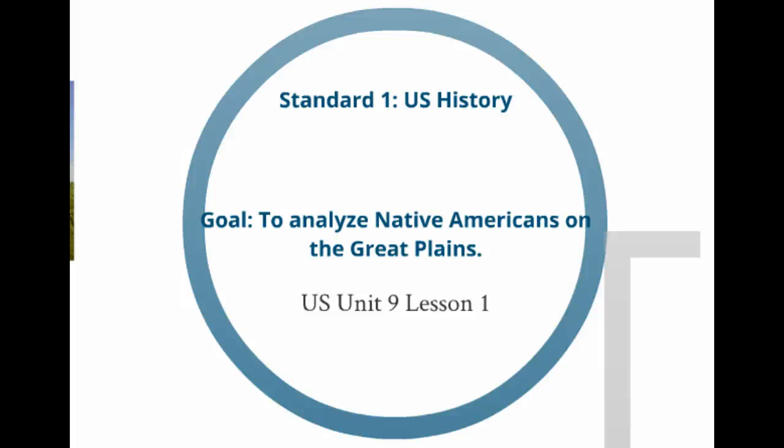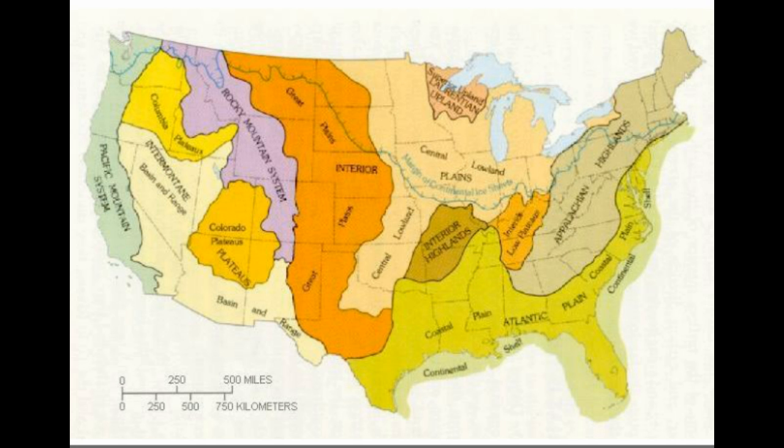In this lesson, we're going to take a look at the Native Americans that lived on the Great Plains in the mid-1800s and what happened to them. Here on this map, we can see the Great Plains are largely in the central part of the United States, and you can see by the colors are divided into two distinct areas.